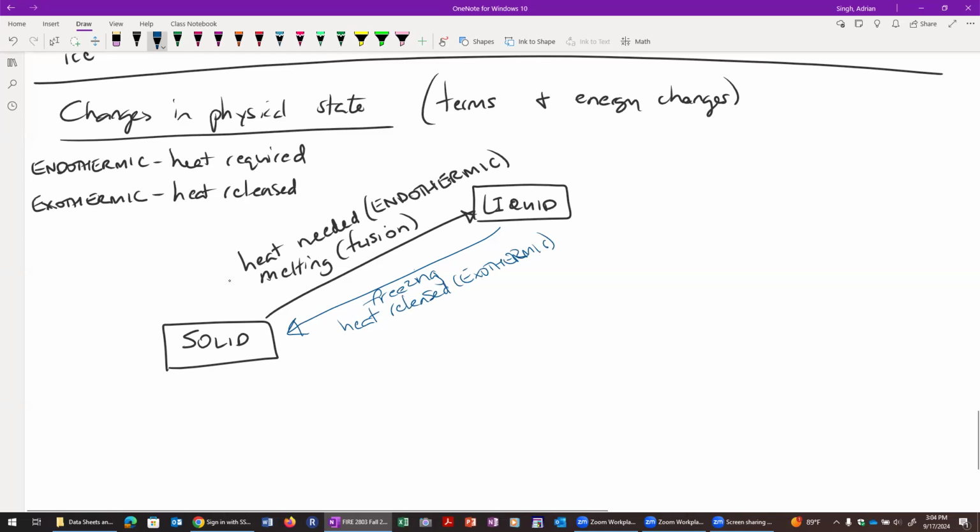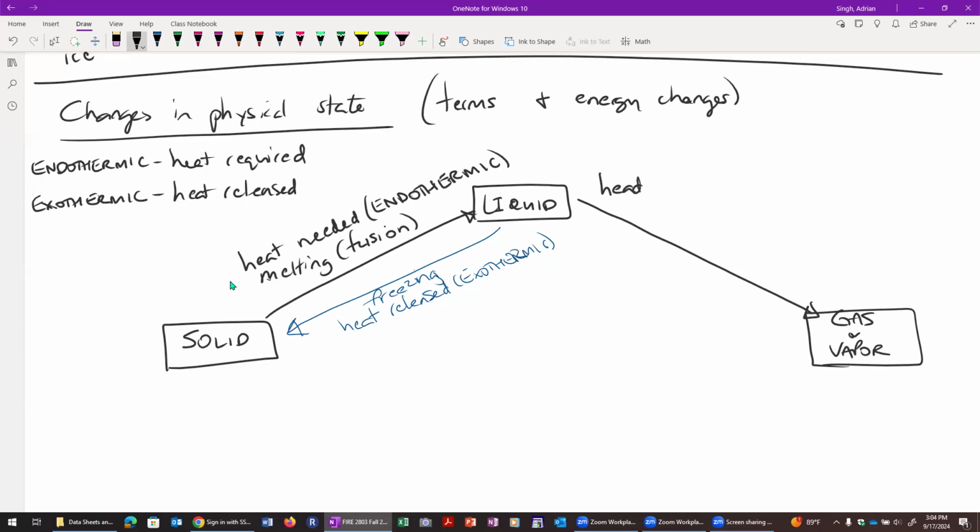Right? So we're at the liquid phase. How does the liquid now turn into the gas or the vapor? I'll hit both of those things here. Gas or vapor phase. Right, so think about liquid water turning into water vapor. What do you need to do to make that happen? Well, you need to provide heat as well, right? So heat is needed for that process, whatever that process is, we'll see in a second. So heat needed, heat required. So that means it's endothermic.